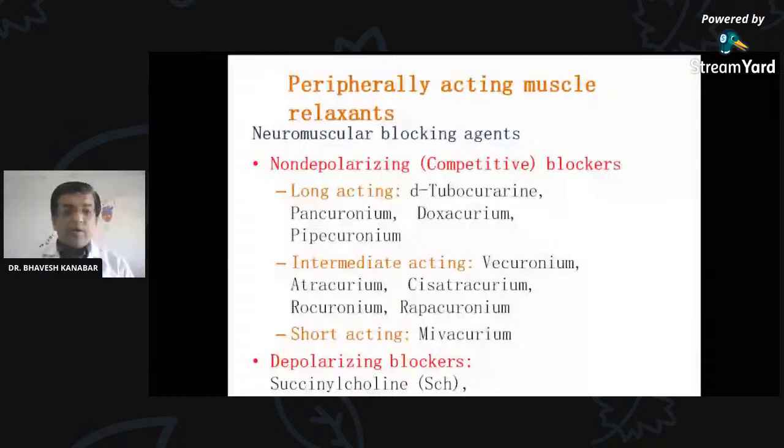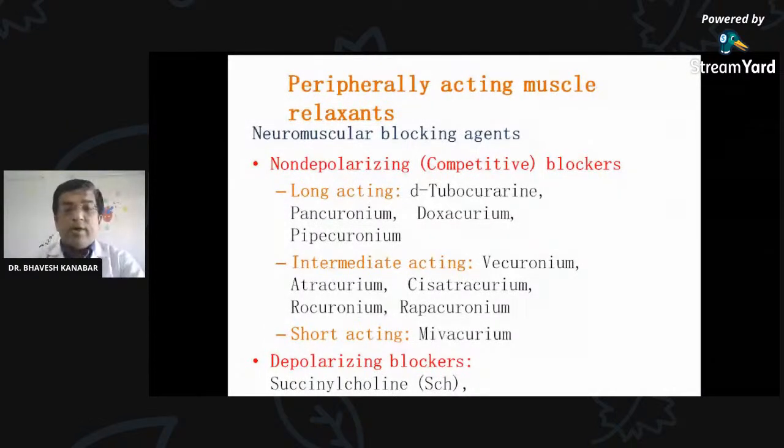Okay, so I have kept the classification of the peripherally acting muscle relaxants in front of you. Try to go through this classification again and try to remember the names. Again, I am reading non-depolarizing blocker and depolarizing blocker. In non-depolarizing blockers, there are three types: long-acting, intermediate-acting, and short-acting. In long-acting, there is D-tubocurarine, pancuronium, doxacurium, pipecuronium.